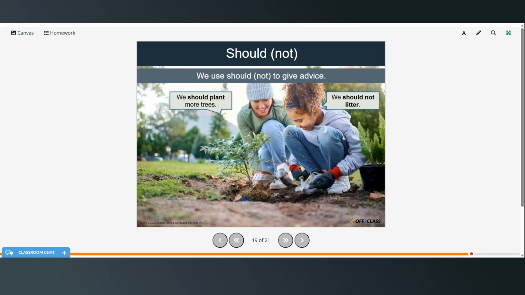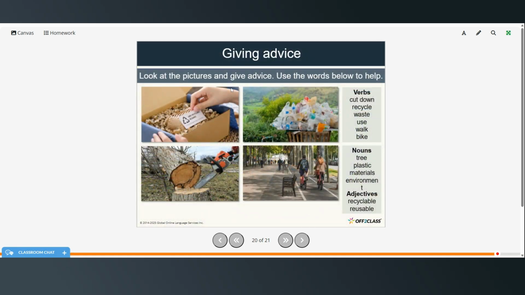And then we can use should and should not to give advice. We should plant more trees. We should not litter. So look at the pictures and give advice. You can use the words below to help. So we should recycle. We shouldn't litter. We shouldn't cut down too many trees. We should ride bikes to protect the environment.